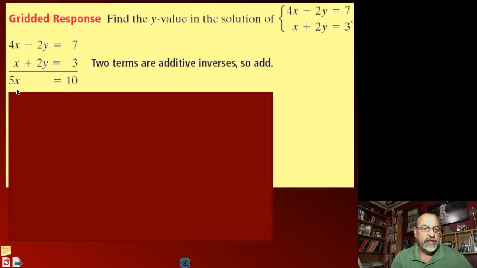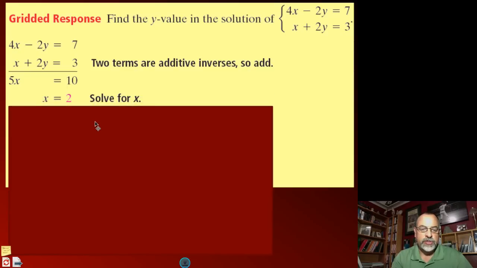So the 4x and the x is 5x. These two are inverses, which means it's 0. Now it's not nothing. This would be plus 0, but that's going to be 0. That's why I didn't use it in this case, because 5x plus 0 is still 5x. And then equals 10, so then we just have the variable y eliminated. We solve for x, we get x is equal to 2.